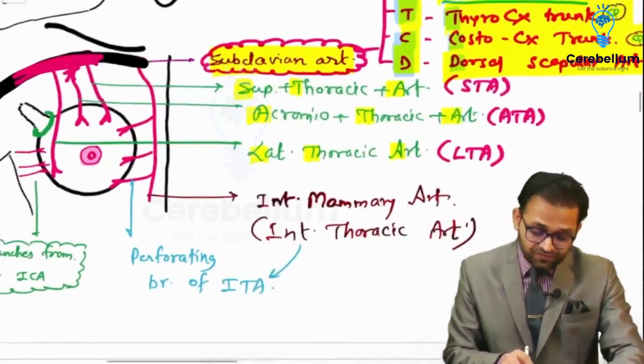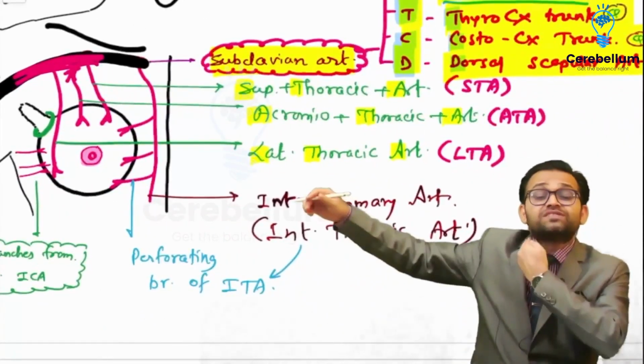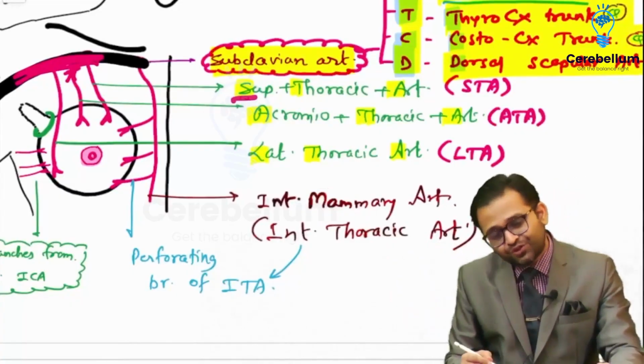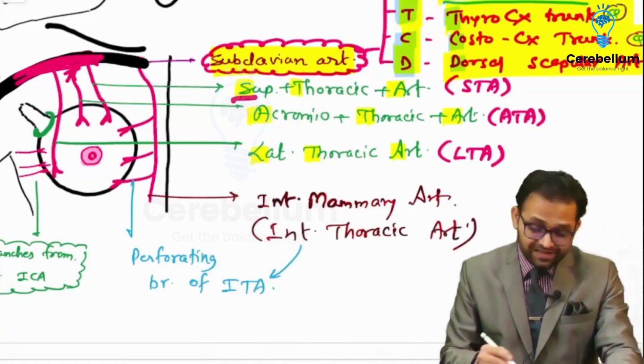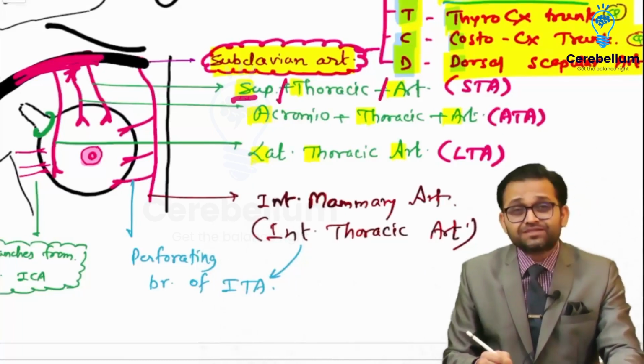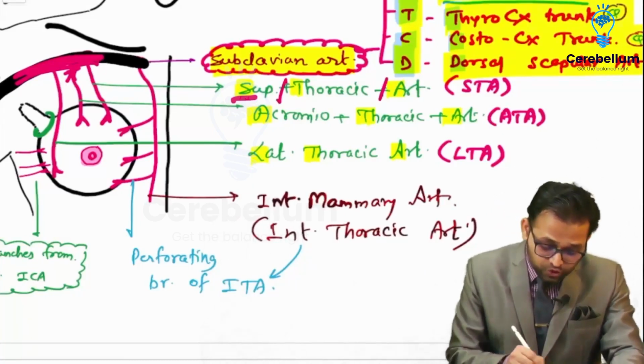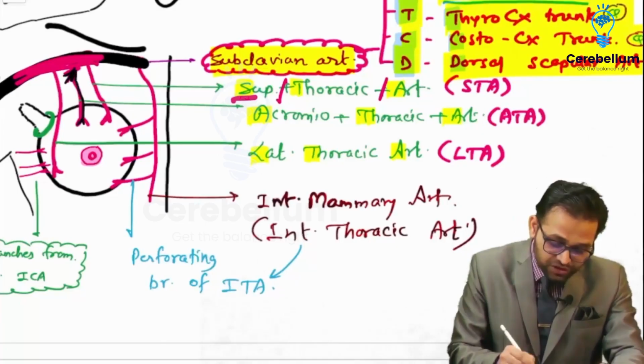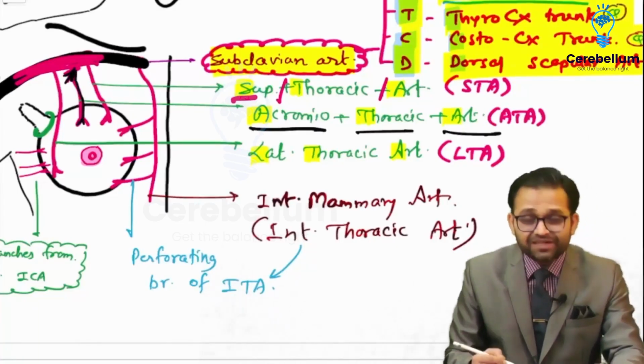Okay, so here the first part gives one branch which supplies the thorax from the superior side. What should be the name? Superior thoracic artery. Break the name, get the idea. It is superiorly in the thorax. Then another artery is close to the acromion process, near our acromion process. So you will say acromiothoracic artery.